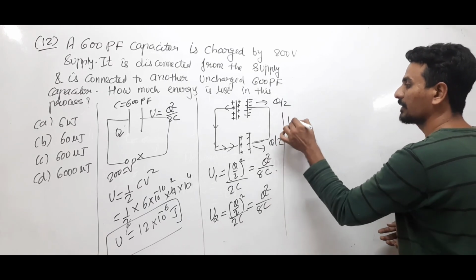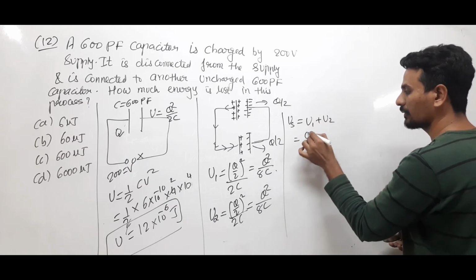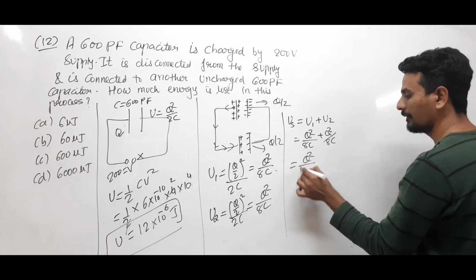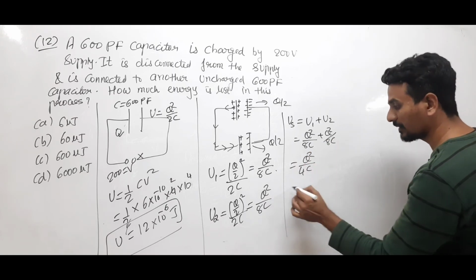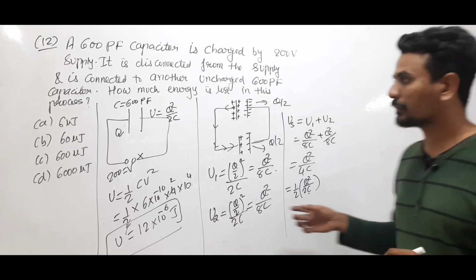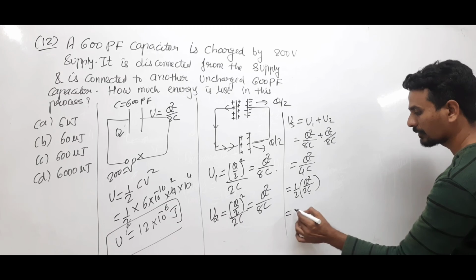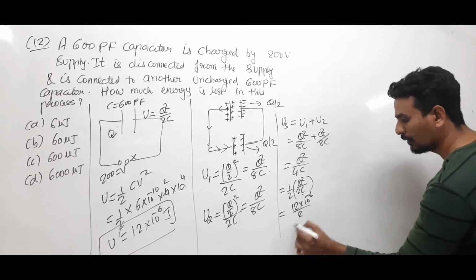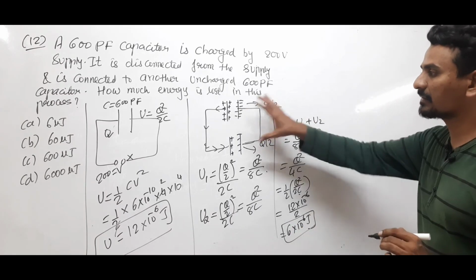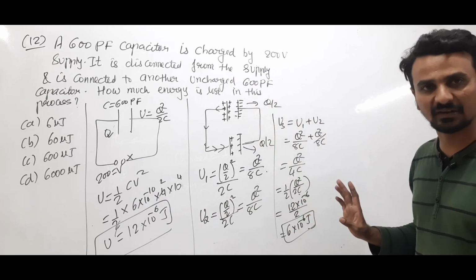So what will be the energy of the system? U1 plus U2, that is Q square by 8C plus Q square by 8C. So this will be Q square by 4C, which is half of Q square by 2C. Now what was Q square by 2C? U, that is 12 into 10 raised to minus 6. So 12 into 10 raised to minus 6 upon 2 is 6 into 10 raised to minus 6. This is the energy which both the capacitors will have.